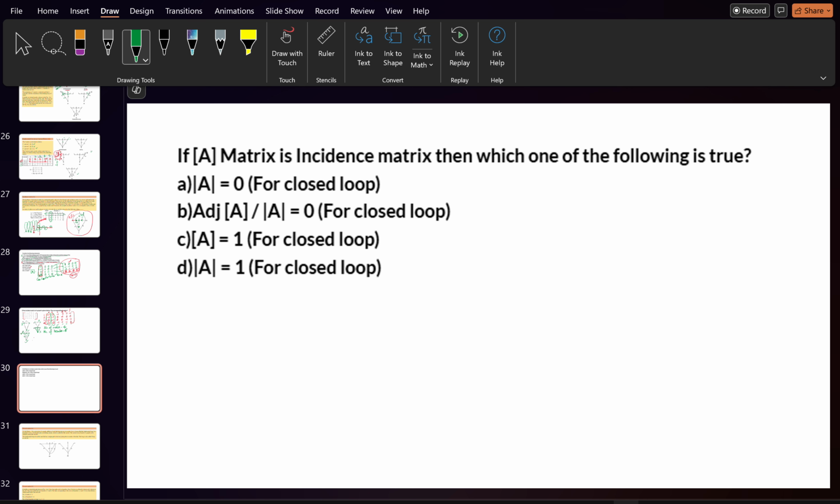Option is Okay, let's wait for some other also.